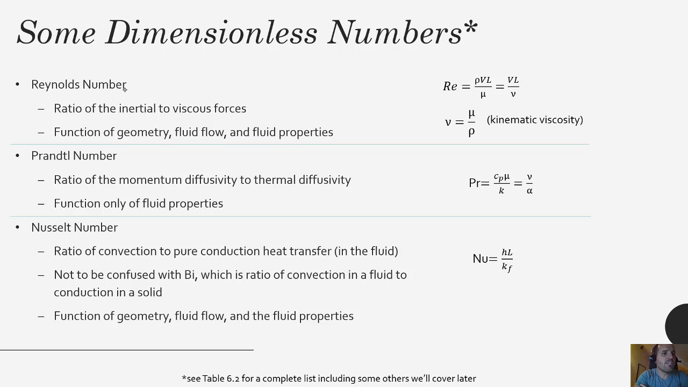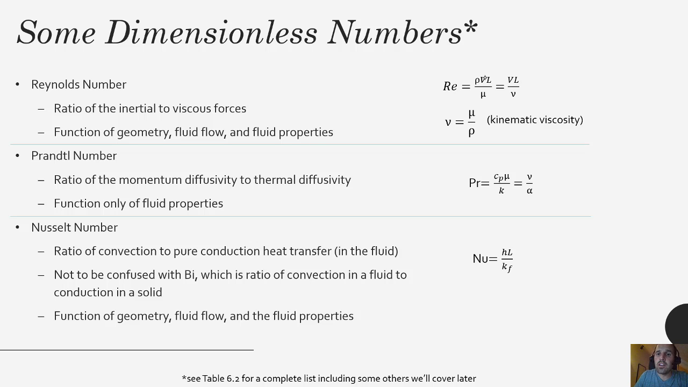Hopefully you are familiar or getting familiar with the Reynolds number. The Reynolds number is the ratio of inertial to viscous forces. It's a function of geometry, fluid flow, and fluid properties. The typical definition of the Reynolds number is rho, the fluid density, times fluid velocity times L over the fluid's viscosity, mu. Rho and mu are fluid properties, V is a function of the fluid's flow, and then L is a characteristic length. You're probably most familiar with the definition of Reynolds number as rho V D over mu, where D is the diameter of a pipe.